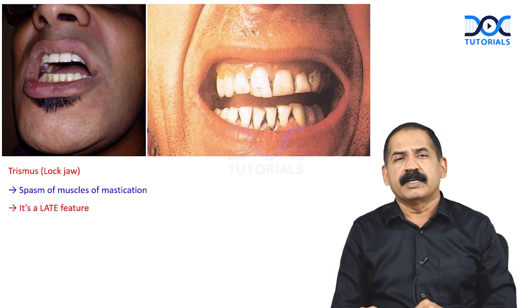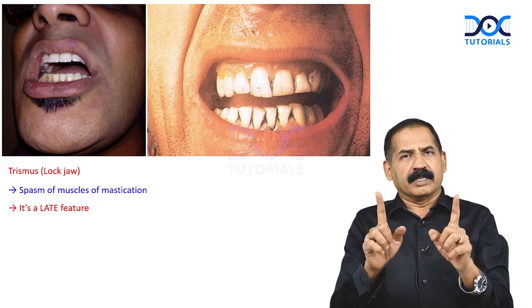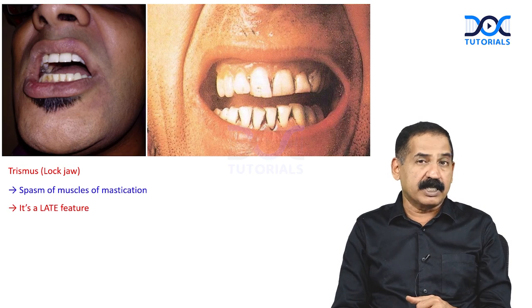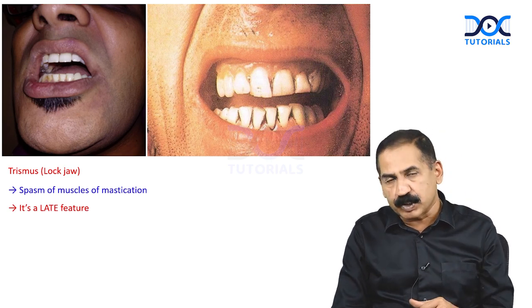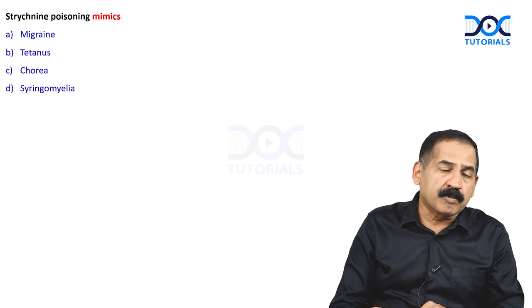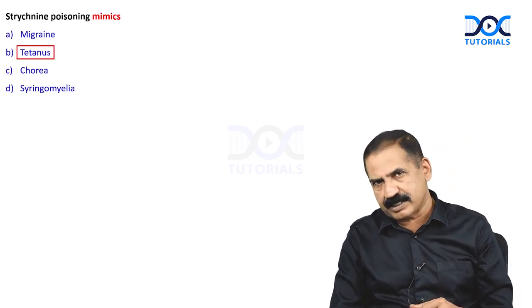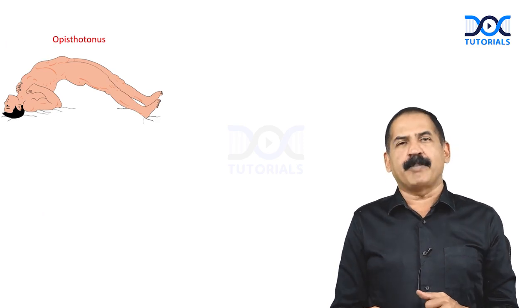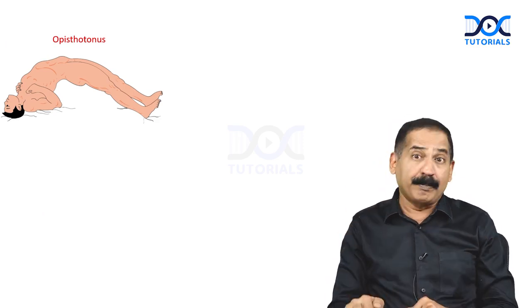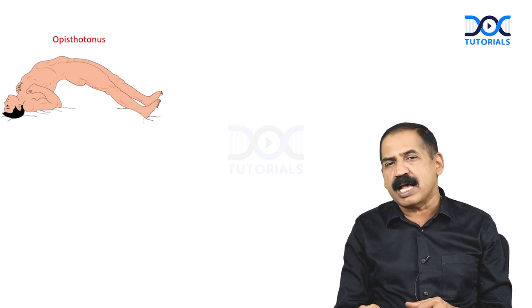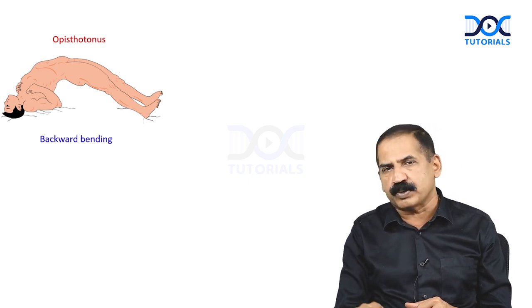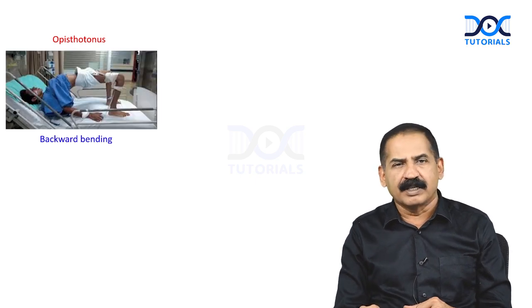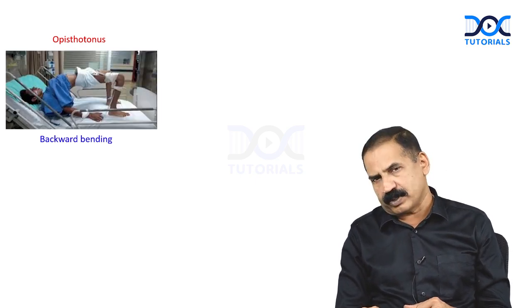Meantime, remember, it is a late feature. It is not seen in early stages of poisoning. Strychnine poisoning mimics tetanus. Entire body may bend backwards like a bow, backward arcing, known as opisthotonus, backward bending, backward arcing. Now you see opisthotonus.